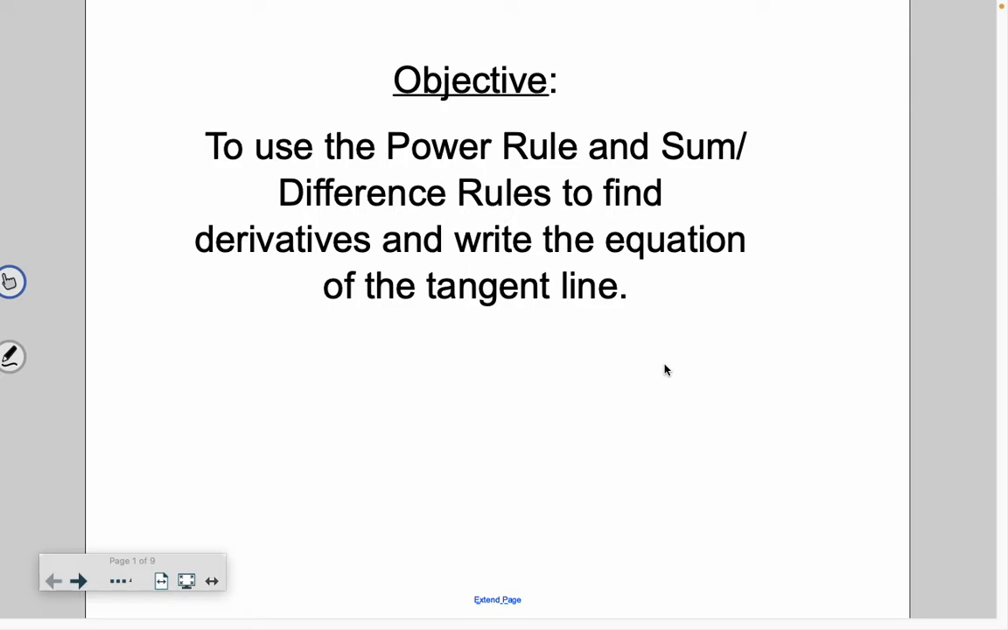It's probably the number one rule that you want to use when dealing with derivatives. Okay, we'll get to that. And then the sum and difference rule is very basic. It's not that big of a deal to find derivatives. And then ultimately the one extra thing we're going to add in today is writing an equation of a tangent line. Okay?